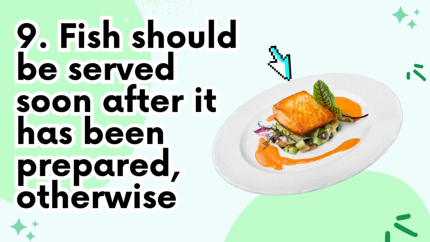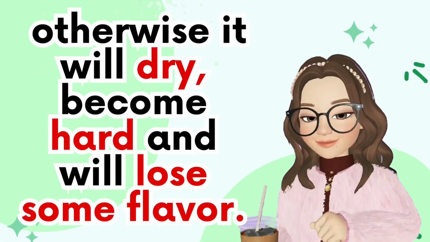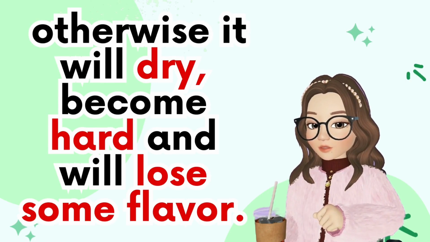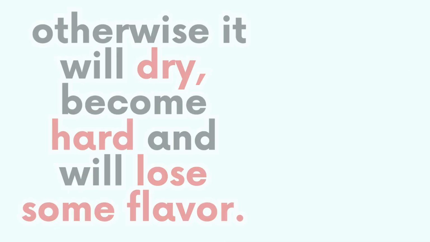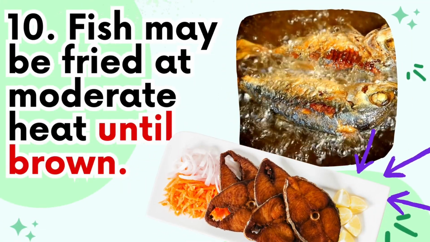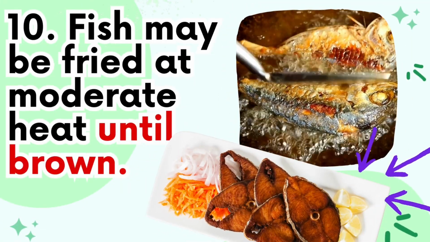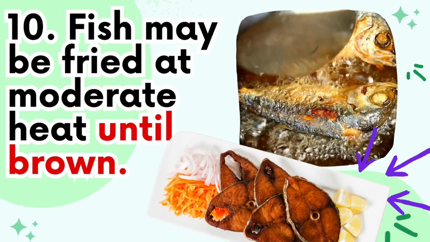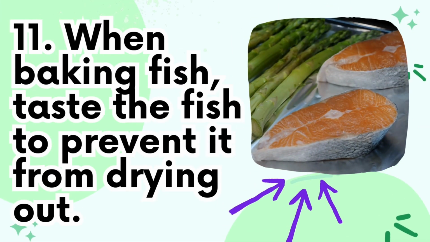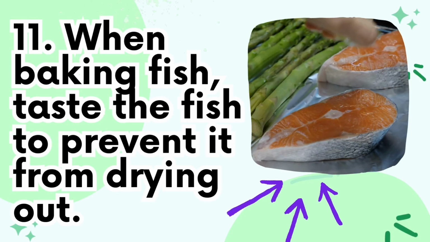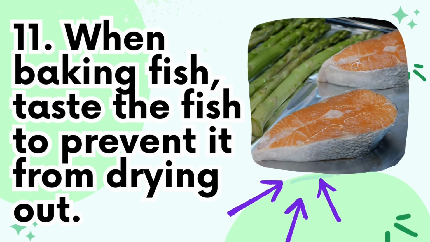Number 9. Fish should be served soon after it has been prepared, otherwise it will dry, become hard, and lose some flavor. Number 10. Fish may be fried at moderate heat until brown. Number 11. When baking fish, baste the fish to prevent it from drying out.